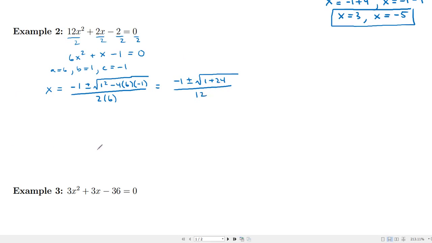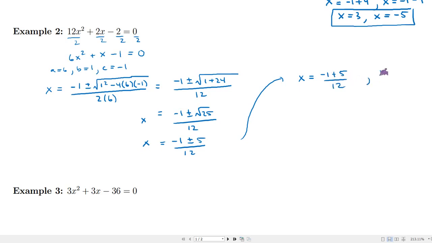And now this is negative 1 plus or minus the square root of 25 over 12. And so that's negative 1 plus or minus 5 over 12. And so we have our two solutions, right? We have x is negative 1 plus 5 over 12, and x is negative 1 minus 5 over 12. And so then this will be 4 over 12, and x is negative 6 over 12, and those simplify, so this is 1/3, and this is negative 1/2.